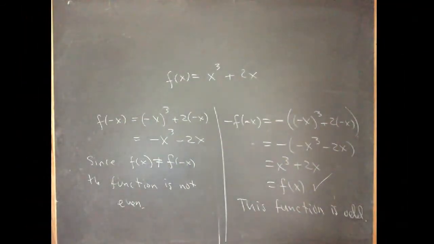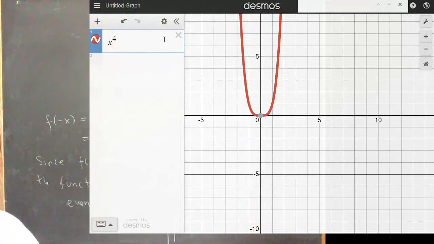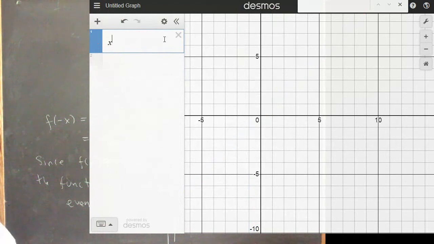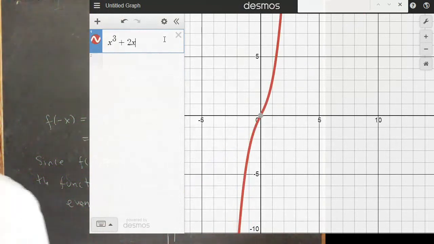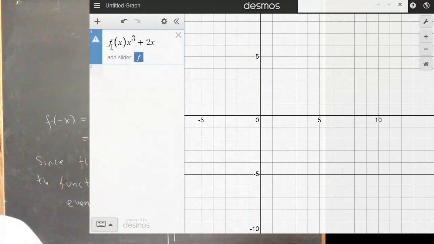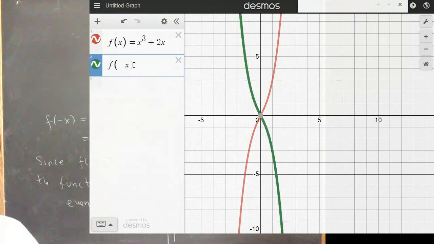So if we were to graph this function x cubed plus 2x, then we would see the symmetry that we were talking about before. If we reflect it across the x and the y-axis, then it should be the same. So here it's x cubed plus 2x. Okay, so there's that function. We could flip it across the y-axis first. So here we're going to flip it across the y-axis, f of negative x.